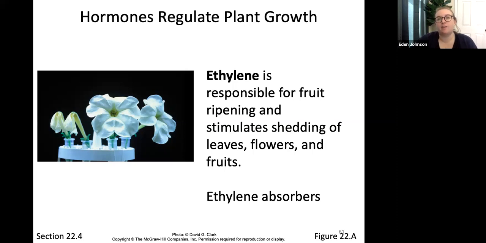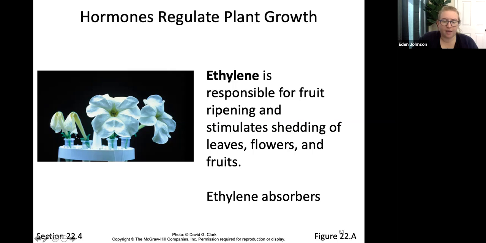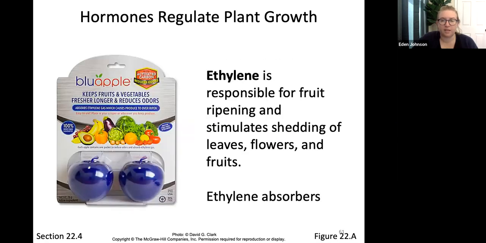If you have spinach in the fridge and you just see it getting so nasty, then it's ethylene. All right, let me see if we say that. Okay, we do say that there. So ethylene is responsible for all of those things. You can get ethylene absorbers for your fridge or for your bananas or whatever, and it's going to keep your fruits and vegetables fresher longer.